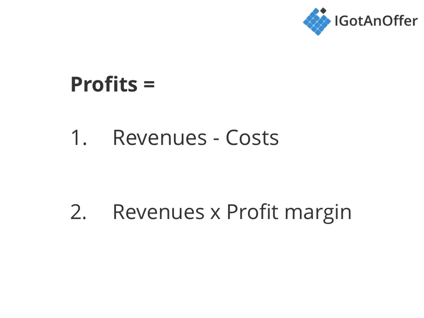You can calculate profits in one of the following two manners. By definition, profits is equal to revenues minus costs. That is, all the revenues that we calculated earlier, minus the variable costs, and minus the fixed cost. Alternatively, you might be given the company's revenues and its profit margin. Profit margin is profit per sale. Therefore, profits can be calculated as revenues times profit margin.